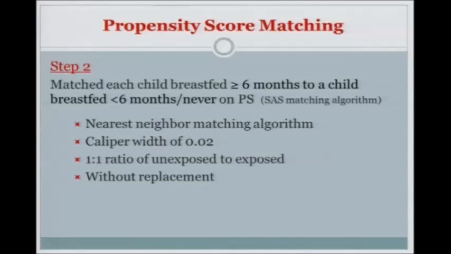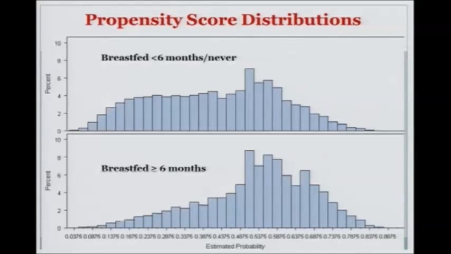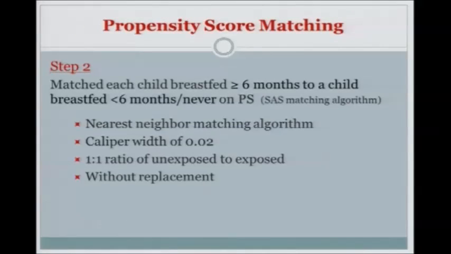So for each of these children in this distribution here, I took one child who had a similar propensity score. And I used nearest neighbor matching within a caliper of 0.02, I think I mentioned before. And one-to-one ratio of exposed to unexposed. And I did it without replacement.